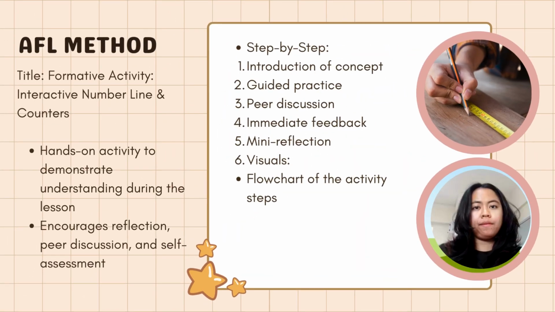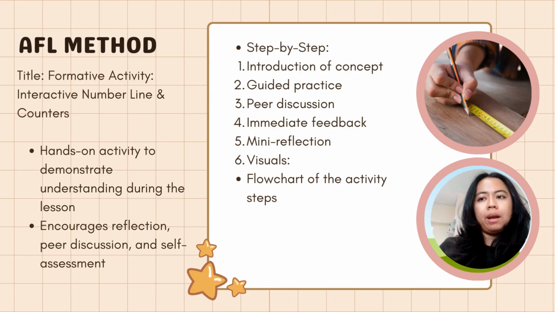Next, we move to the AFL method. The chosen AFL method is a formative activity which is interactive, a number line and counters exercise. To incorporate AFL effectively, I will use a hands-on formative activity that allows students to demonstrate understanding continuously during the lesson. Students engage in a structured hands-on activity where they solve addition and subtraction problems using a number line and counters. This activity is designed to make abstract mathematical concepts concrete and accessible for learners with special education needs.